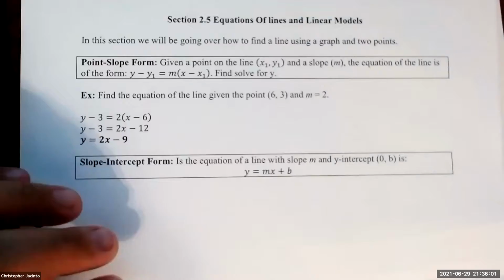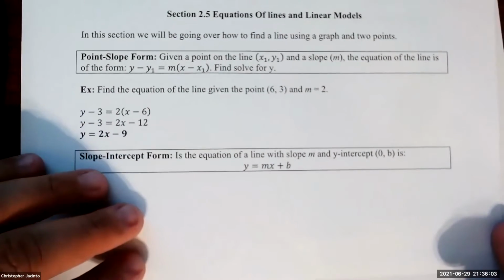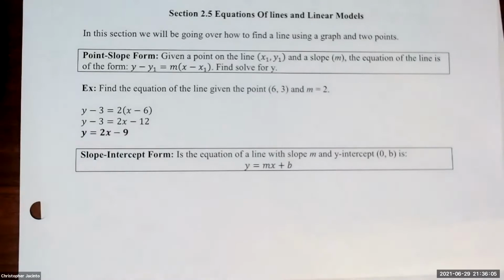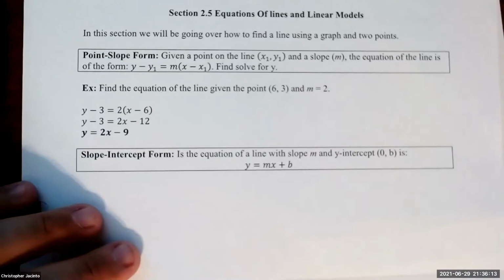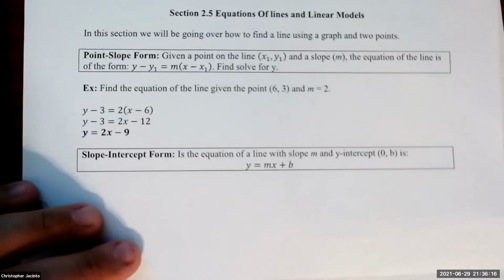All right, so let's start 2.5, equations of lines in linear models. Okay? So like I said, right now we're going to learn a couple more ways to find the equation of a line and also graph it as well. Okay, so the first equation we're going to learn is something called the point-slope form.